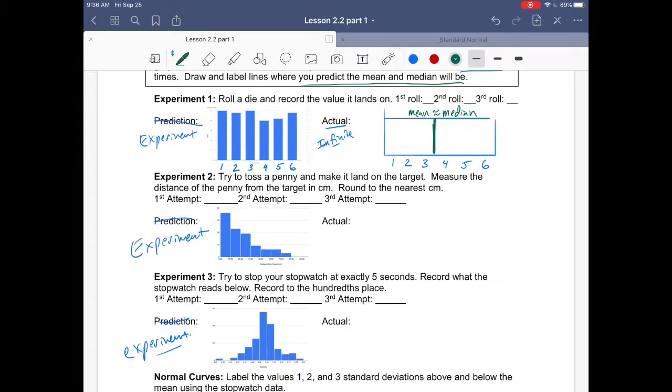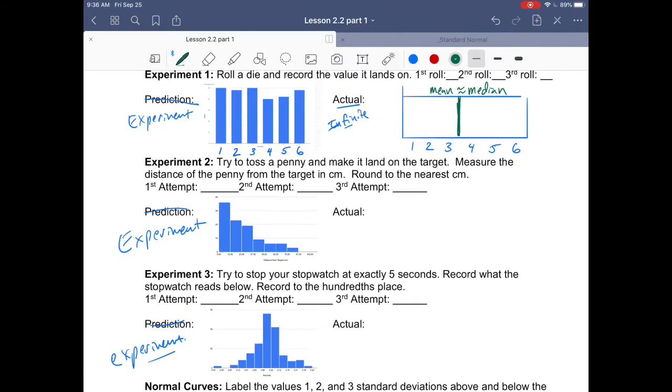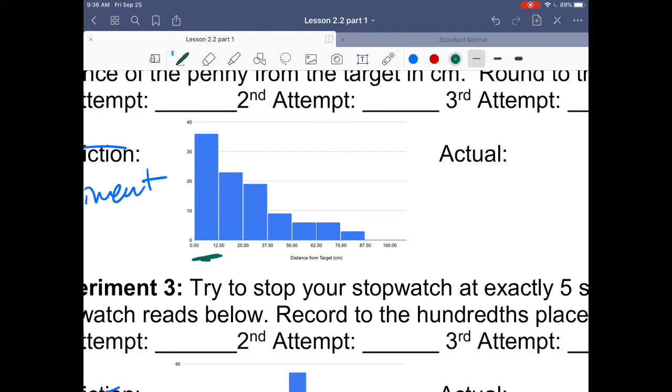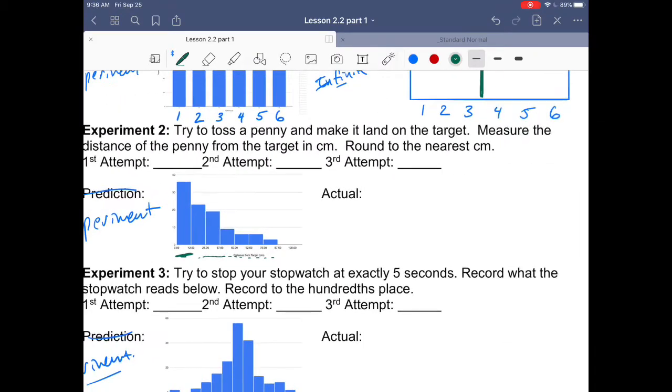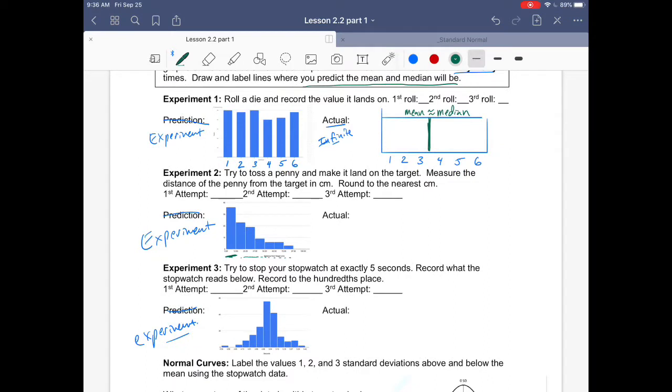Next, let's look at what happened when we tossed a penny many times and measured the distance to the center of the target. What you'll see is you have a lot of values close, and then as you go farther and farther away from the center of that target, you get fewer and fewer values. That would, of course, be a skewed data set. So let's draw that as a curve now. Okay, this is clearly skewed right.